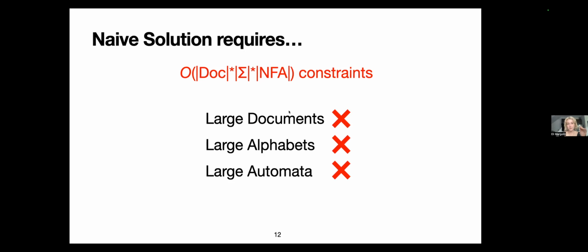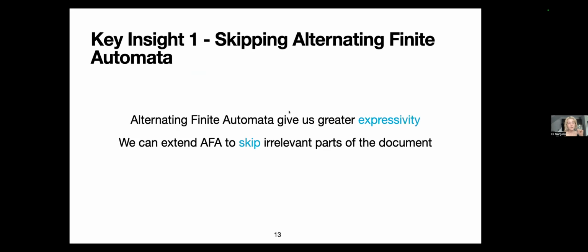So Reef addresses each of these in turn with 3 key insights. The first insight is the introduction of something we call skipping alternating finite automata, or SAFAs. So alternating finite automata already exist in the literature. They've existed since the 90s. And they allow us to express lookarounds much more succinctly than traditional non-deterministic finite automata. We then extend AFAs to create a new class of automata that allow us to skip over irrelevant parts of the document.